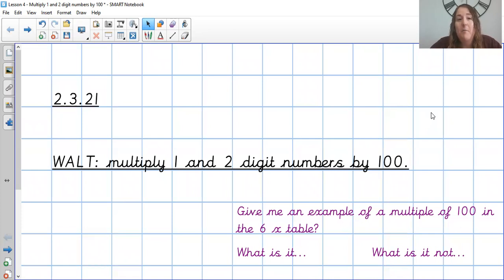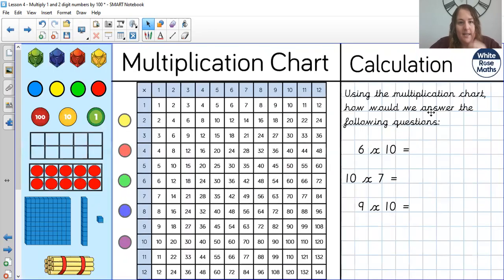Today, we are going to carry on with our multiplication for lesson 4, but today we're going to be multiplying 1 and 2 digit numbers by 100. Okay, let's see what this looks like then.